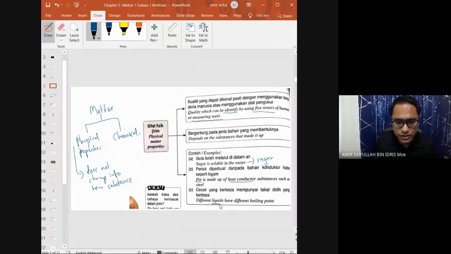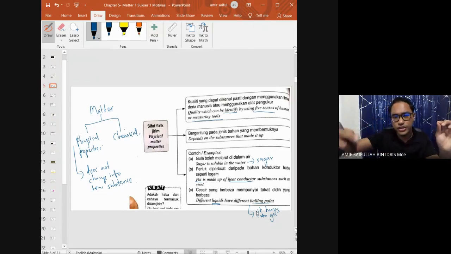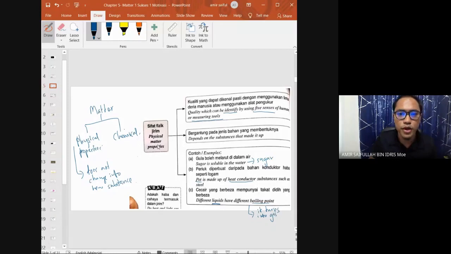Then for some liquids we can observe the boiling point. Boiling point is when the liquid turns into gas. The temperature where it starts to turn into gas is what we call the boiling point. When it reaches the boiling point, the liquid will change form, but it is still the same liquid. It's just changing its shape only. So that is what a physical property is.